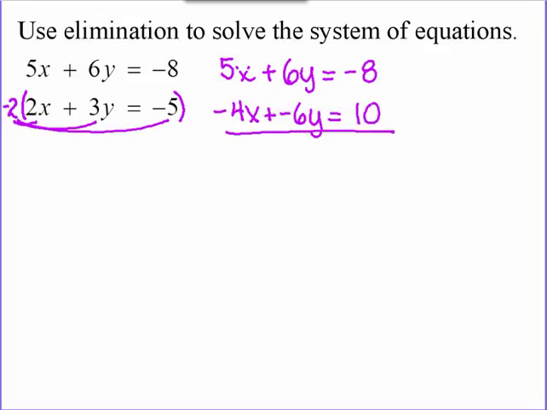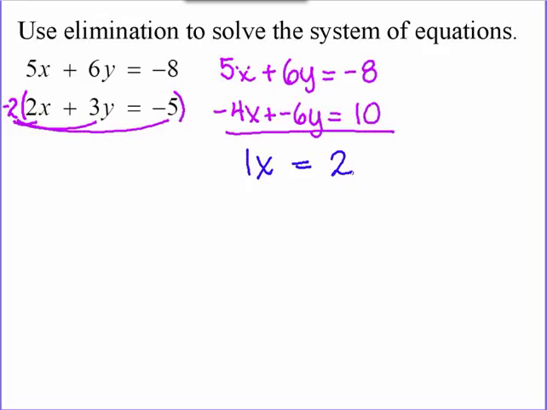Yep, and then you add. This is exactly the same as what we did Wednesday and Thursday. Exactly the same now. So if I add these together, I get 1x. What happens to your y's? They cancel, they're gone, and that's going to equal what? 2. So now the nice thing is I already know x equals 2.